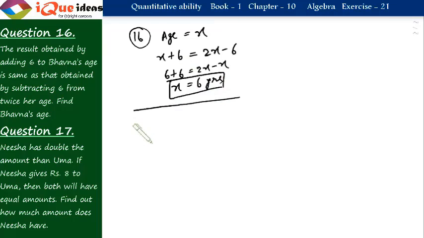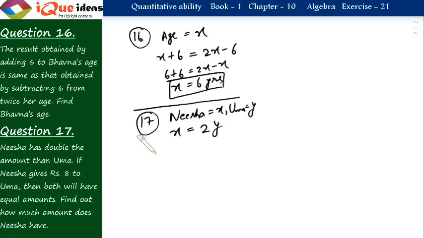Let's take the next question. 17th question. Nisha has double the amount than Uma. If Nisha gives rupees 8 to Uma, then both will have equal amounts. Find out how much amount does Nisha have. Suppose Nisha has X, Uma has Y. The first relation says X is equal to 2Y. Nisha has double the amount than Uma.